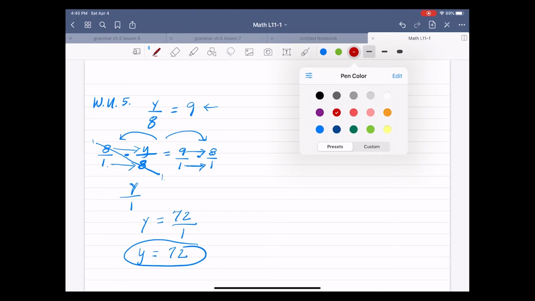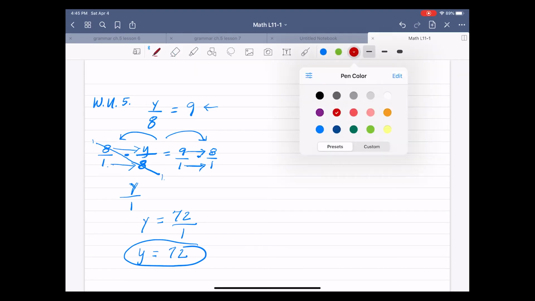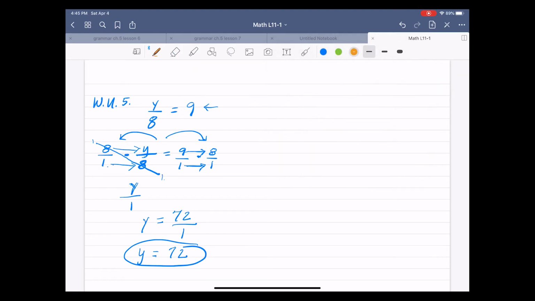Let's try another one. I want to use orange. Orange color, let's do warm up 6. X over 5 equals 4. So I'm going to rewrite my problem. X over 5 equals 4. And notice we're dealing with fractions. X divided by 5. So I'm going to put 4 over 1.